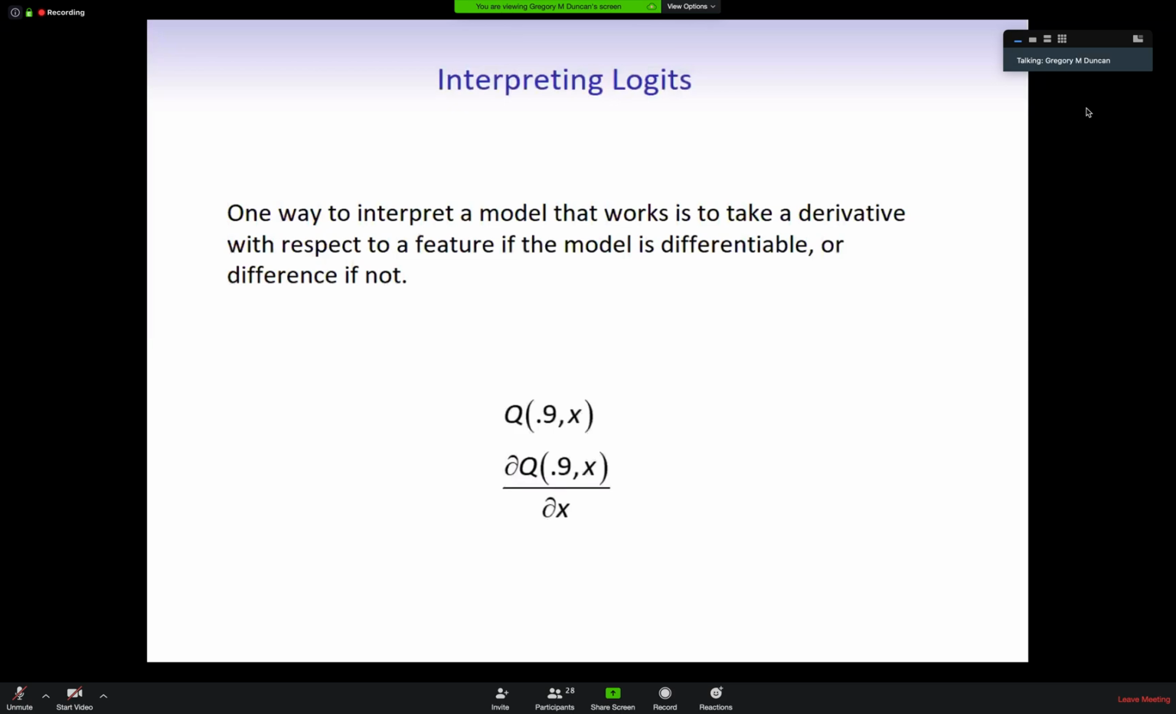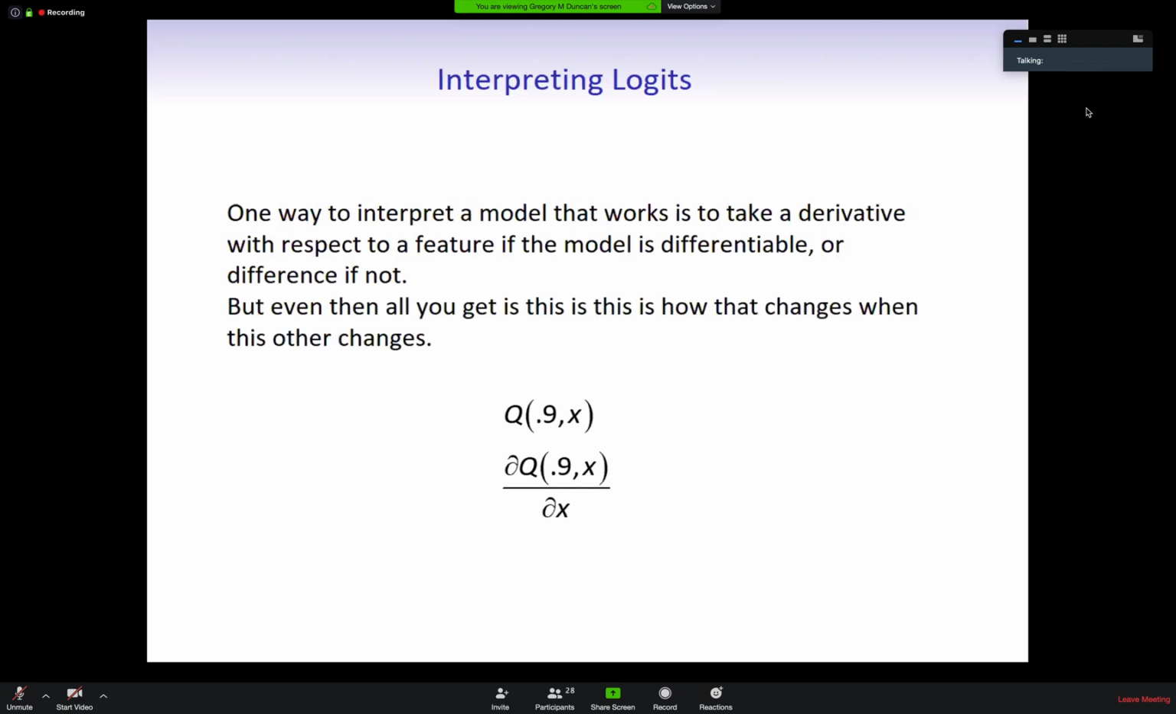Okay. Now, interpreting logits. This is a general approach to interpreting things. One way to interpret a model that works is to take a derivative with respect to a feature if the model is differentiable, or take a difference if it isn't. But even then, all you get is this below. That is, this is how that changes when the other changes. So let's say you have a quantile, 0.9.